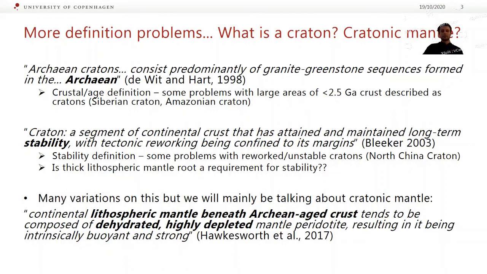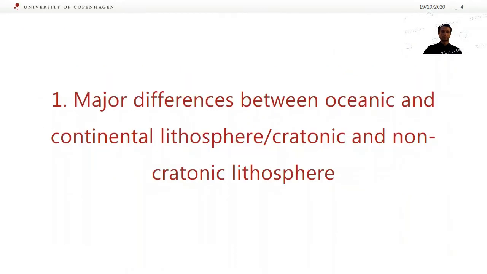And so just taking this definition out of Hawkesworth et al. 2017: Continental lithospheric mantle beneath Archean age crust tends to be composed of dehydrated, highly depleted mantle peridotite, resulting in it being intrinsically buoyant and strong. Some lithospheric mantle beneath Proterozoic crust may have some of these characteristics as well.